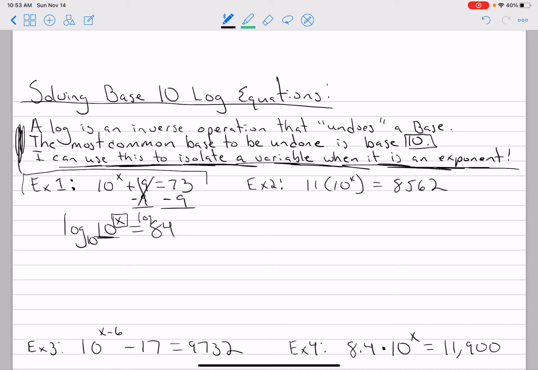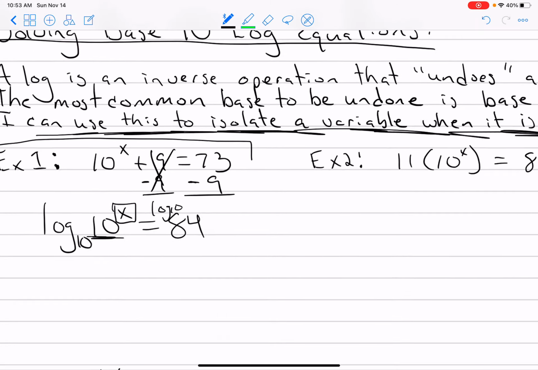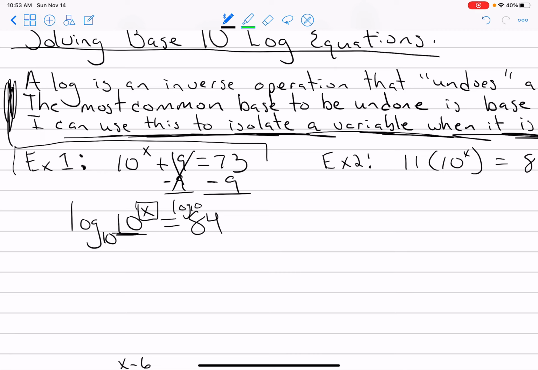I'm also going to do the log base 10 on both sides. I've got to smash it in there. It's kind of weird, and I'm going to rewrite it in a second. So the log base 10 cancels out base 10. That's what I want, and I'm left with x. Nobody wants to know anything else but what x equals. And on the other side, I have the log base 10 of 84.